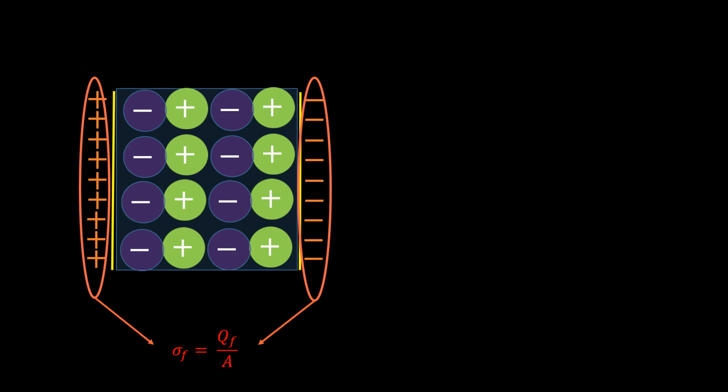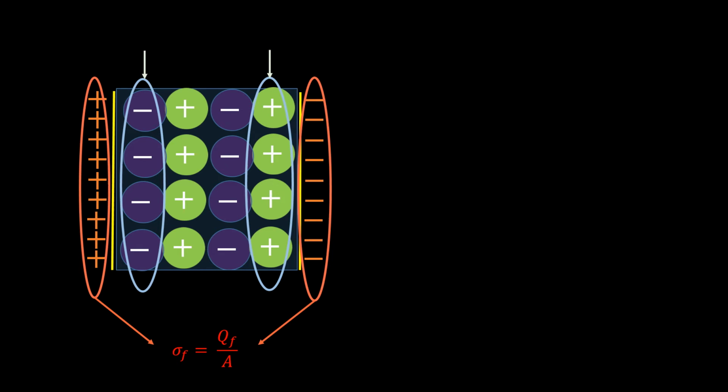But at the same time, we also have charges on the surface of the dielectric. And we know that these charges cannot flow, so we call them bound charges QB, and the surface charge density due to this bound charge is given as sigma B, which is equal to QB by A. So don't get confused between QF and QB. QF is the charge on the plates of the capacitor, and the surface charge density due to QF is sigma F. QB is the charge on the surface of the dielectric, it is bound charge, and the density due to bound charge is sigma B.